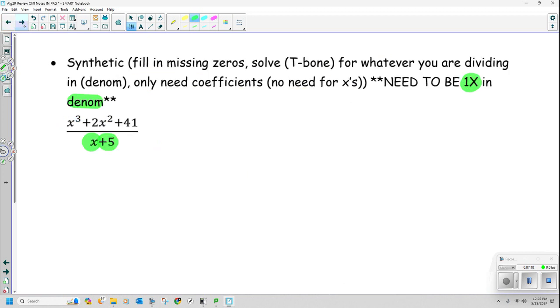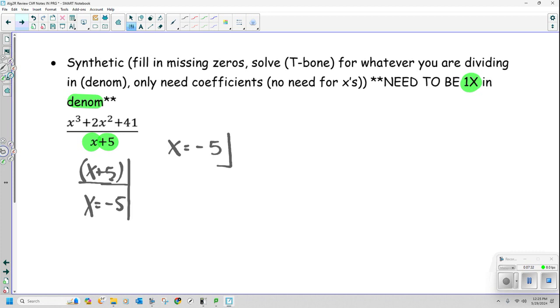All right? So what is this synthetic? What I need to do for synthetic is I need to take my x plus 5, and I need to solve for it, right? Like I'm T-boning a factor. x would end up being negative 5. Like if this was a factor and I had to solve, x would be negative 5. It's this negative 5 that I'm going to use in my synthetic division. I put it in this sort of like half a box thing. I still need to fill missing zeros. That doesn't change.